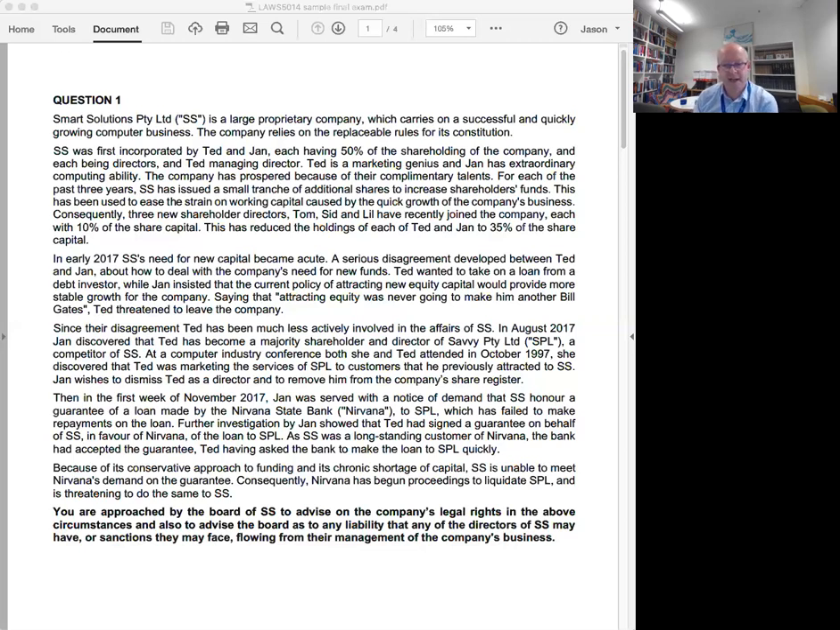Okay, so James asks, if oppression comes up in the exam, could it be oppression in a different form to that which it took in the cases? For example, could be conduct of an AGM oppression.